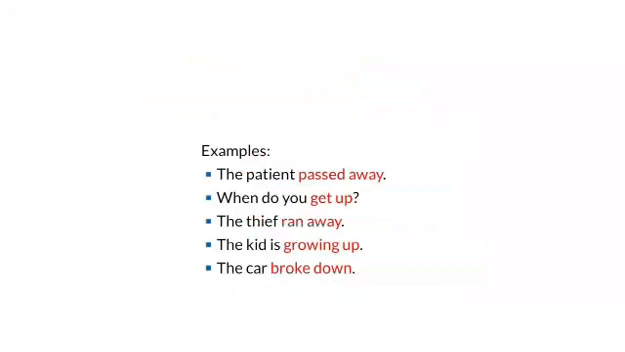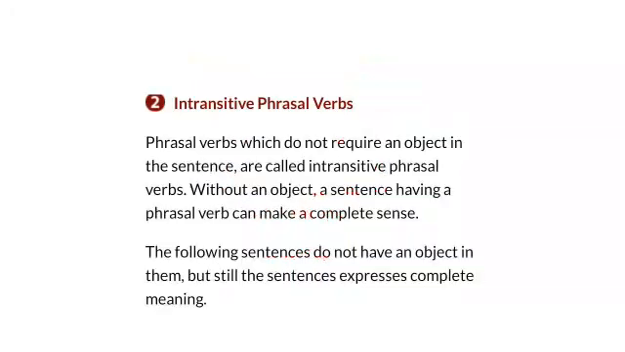The examples here are: the patient passed away. Here the meaning of passed away is that he died. The patient died. So, when do you get up? Get up is when you are getting up in the morning out of your sleep. The thief ran away. The kid is growing up, and the car broke down. All these phrasal verbs do not need any object before them. So these are called intransitive phrasal verbs.